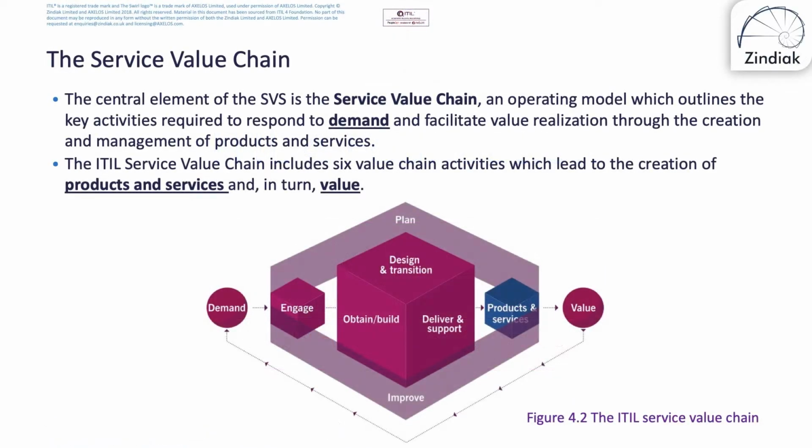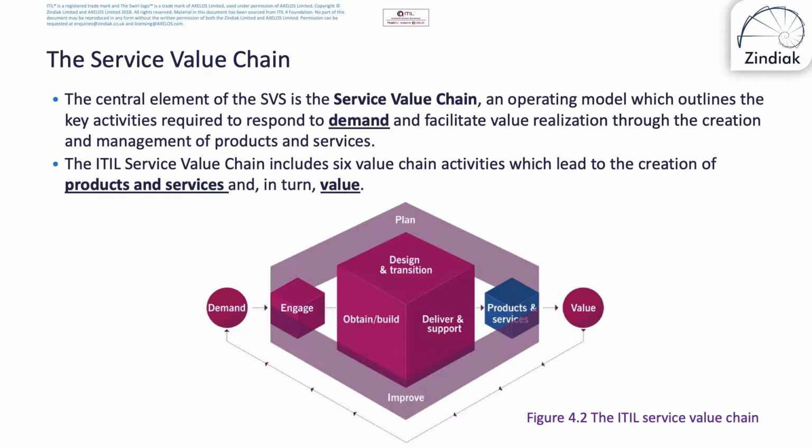The central element of the service value system is the service value chain, an operating model which outlines the key activities required to respond to demand and facilitate value realization through the creation and management of products and services. As shown in Figure 4.2, the ITIL service value chain includes 6 value chain activities which lead to the creation of products and services and in turn value.